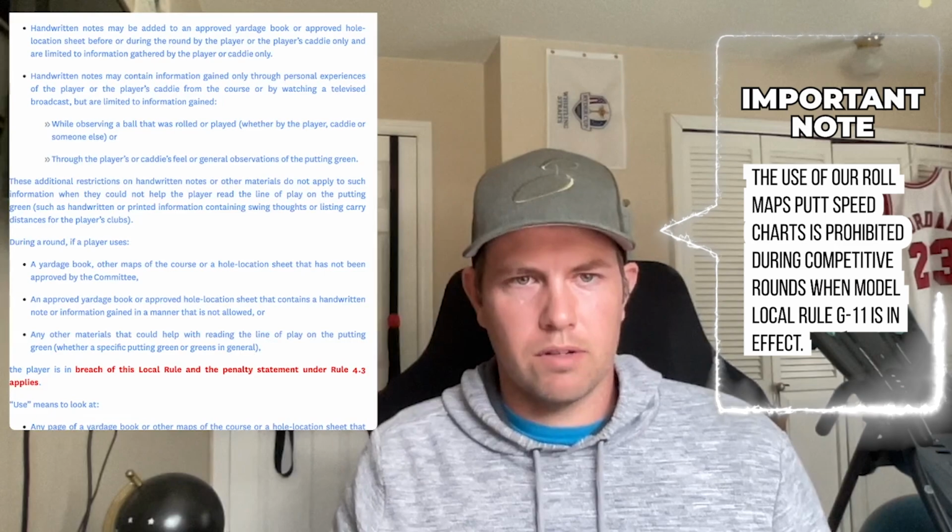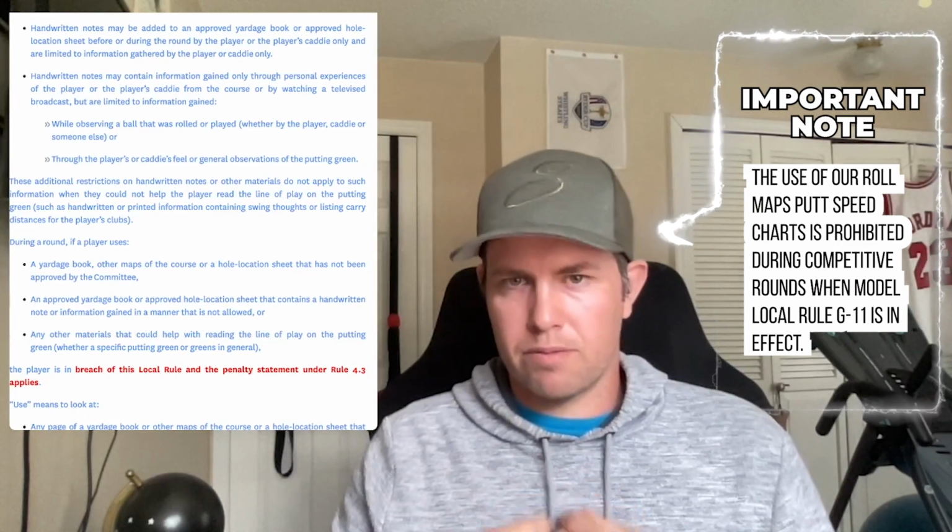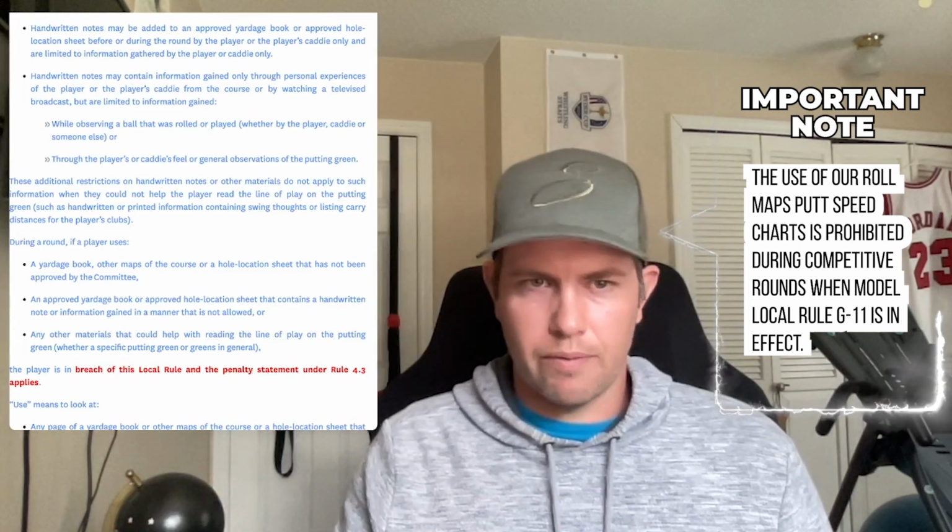During a round, if a player uses a yardage book, other maps of the course, or a hole location sheet that has not been approved by the committee, green rating books, or pin sheets not approved, or an approved yardage book or approved hole location sheet that contains a handwritten note or information gathered in a manner that is not allowed, such as break tables, slope percentages of the green, or any other materials that can help with reading the line of play on the putting green, whether a specific putting green or greens in general, which does include our product's maps, that would violate Model Local Rule G11.